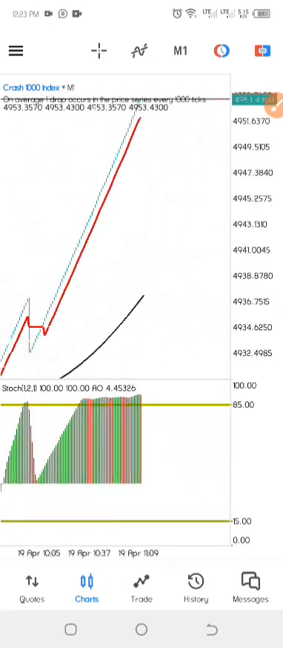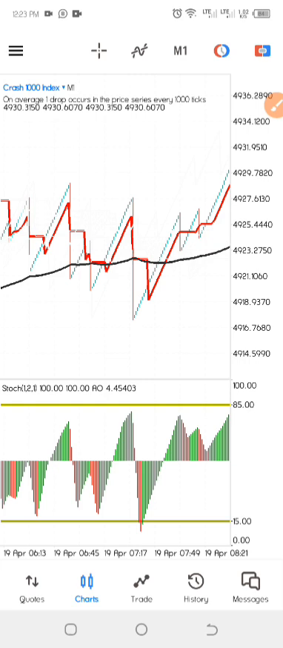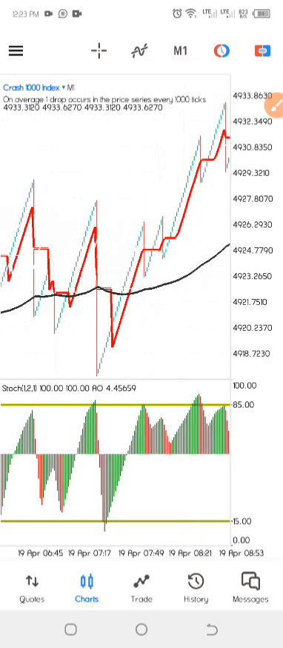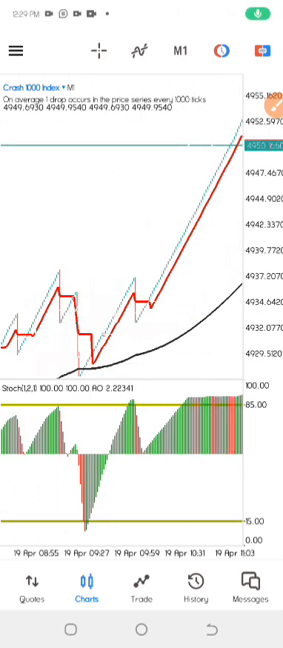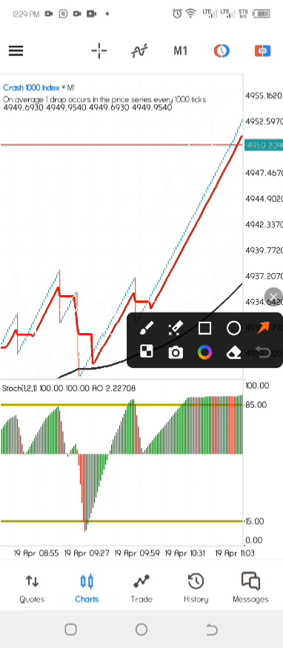So how do you now take trades with this strategy? I mean, how do you scalp with this strategy and use it to make money? The scalping strategy is very simple and very straightforward. All you have to do is, firstly, we want to see the oscillator come to the 15 level of the stochastic oscillator, which is right here.